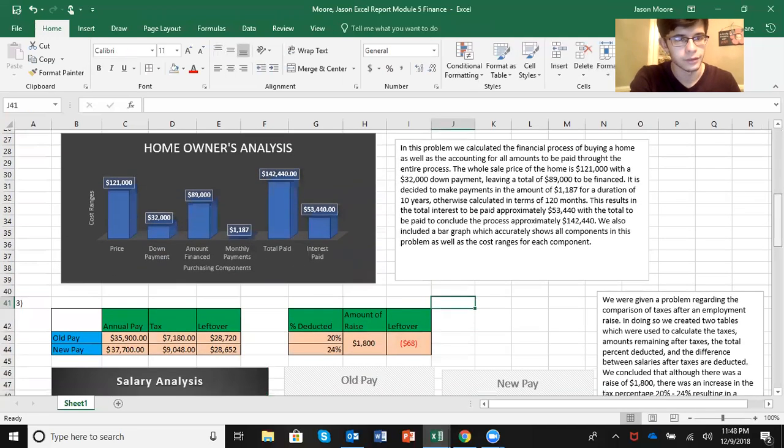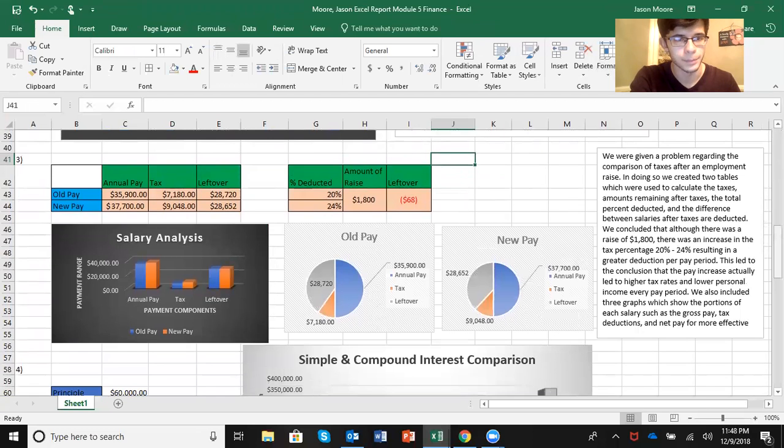Okay, moving to number 3. And with number 3, we were analyzing the difference of an $1,800 pay raise, as well as the effect the tax rates have on salaries.